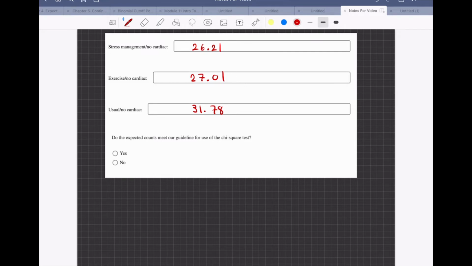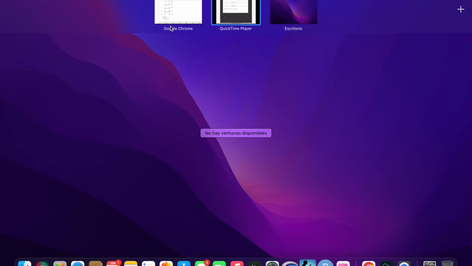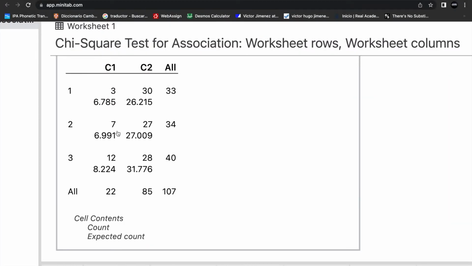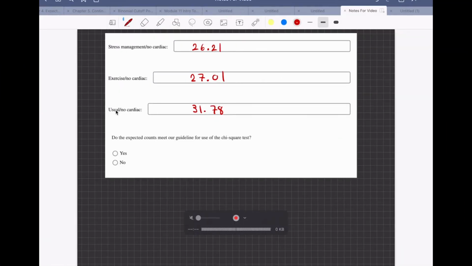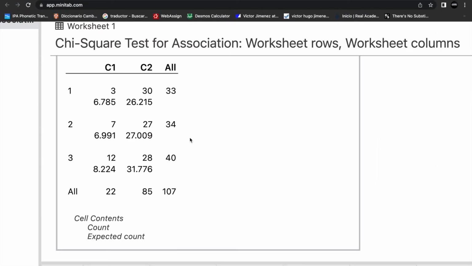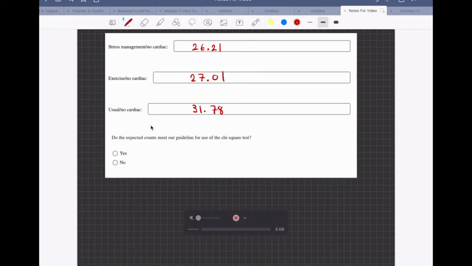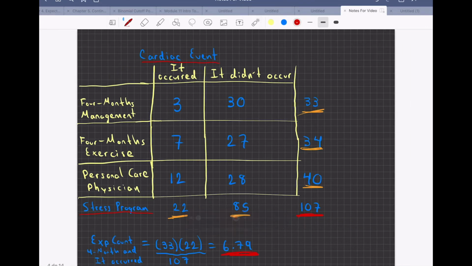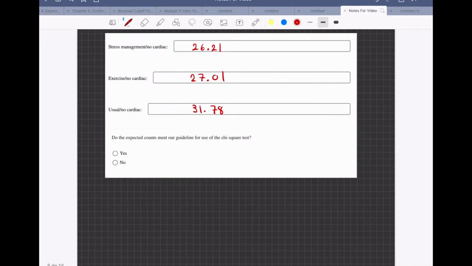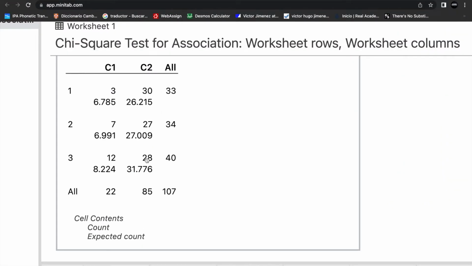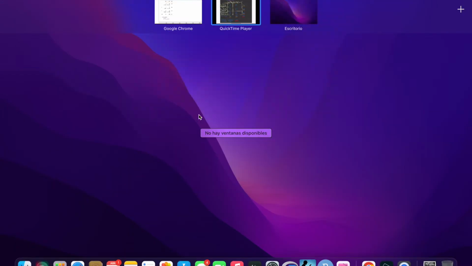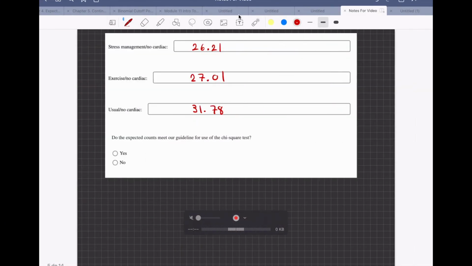There you have it. Again, how did I get these values? From the results of Minitab. For example, personal care, and no cardiac event, or it didn't occur, is 28. The value is 28, but the expected count is 31.78. And it's the value we have here. See that? This one. And so on.